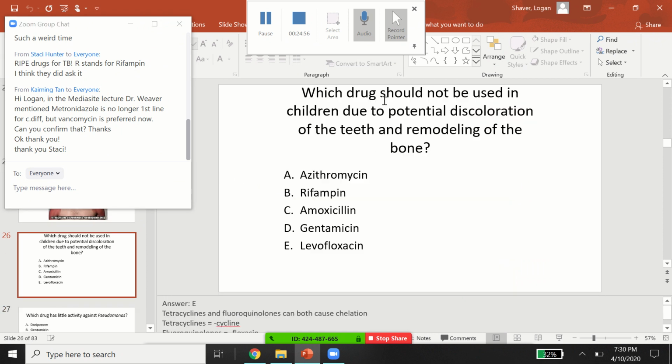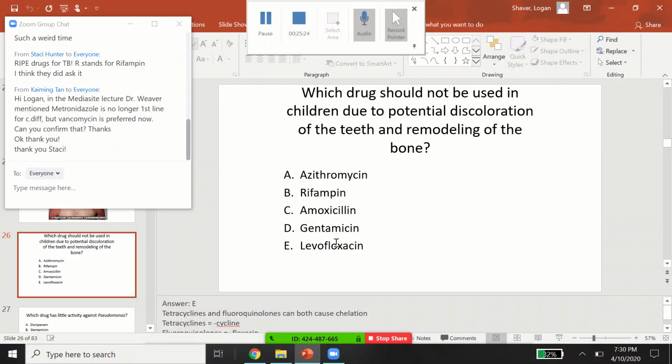Then, which drug should not be used in children due to potential discoloration? So this is talking more about the chelation thing that we've already talked about. This is basically just asking you which one can cause that. And the only one that we've talked about, specifically mentioned in these answer choices, is fluoroquinolones, because fluoroquinolones can do that. And which one out of these is a fluoroquinolone?